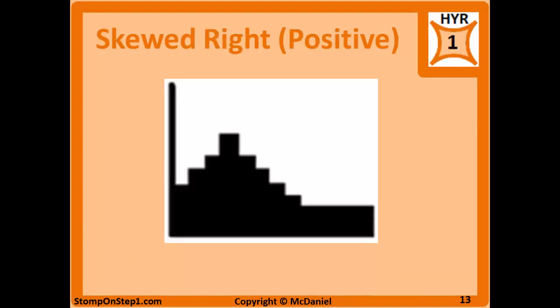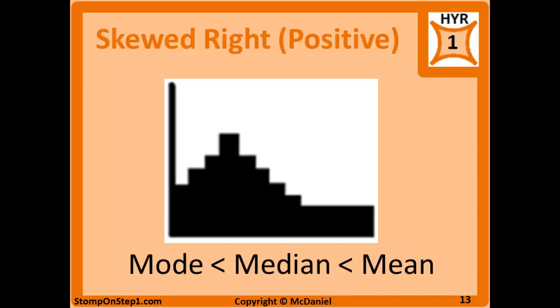The opposite would be skewed right, or positive skew. This is when that tail is to the right side. It looks like a stretched, normally distributed graph out to the right. And in these cases, the mode is less than the median, which is less than the mean.